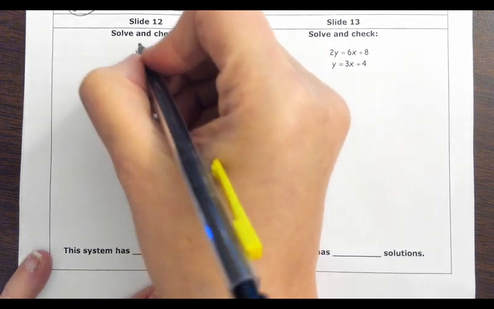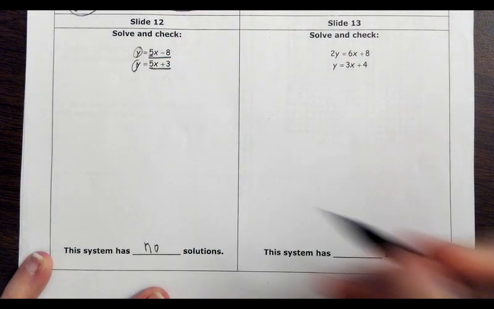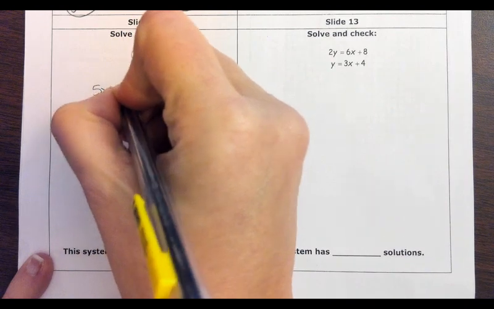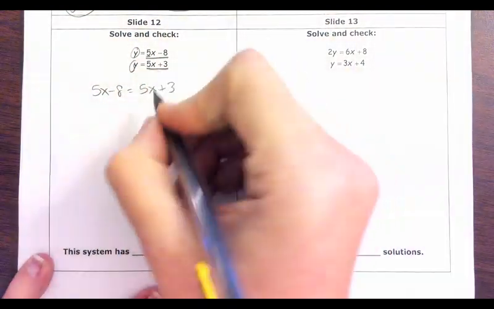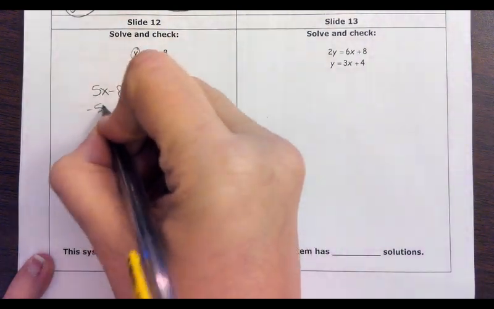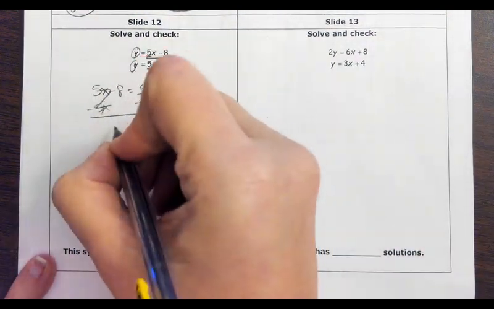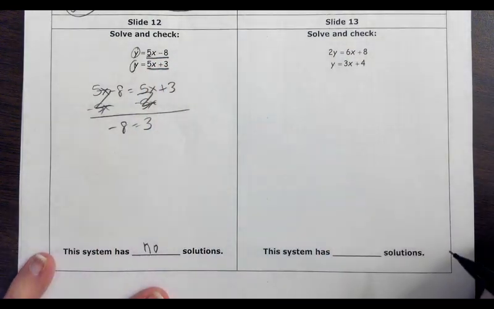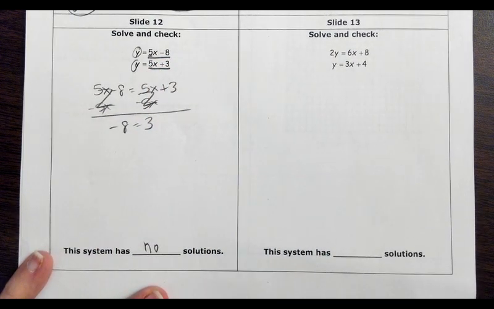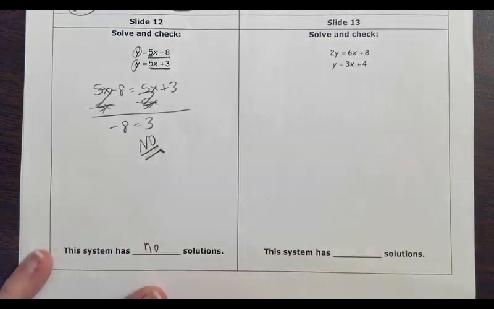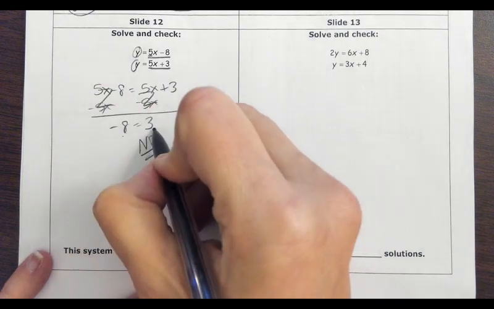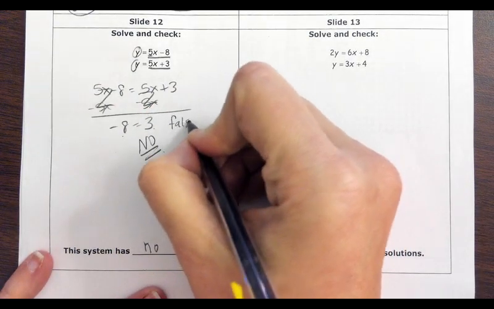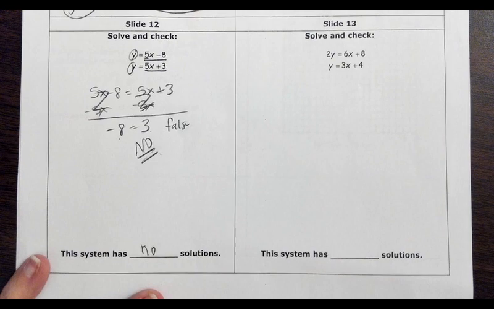So, since these are both equal to y, that means I can set them both equal to each other. So I have 5x minus 8 equals 5x plus 3. I'm going to get all my x's on one side, so I'm going to subtract 5x from both sides. I get negative 8 equals 3. Does negative 8 equal 3? No, it does not. Therefore, I have no solution. So when I get number equals number and it's false, false tells me I have no solution.